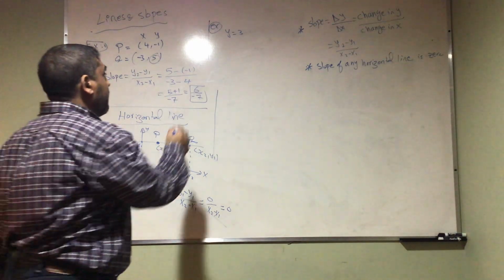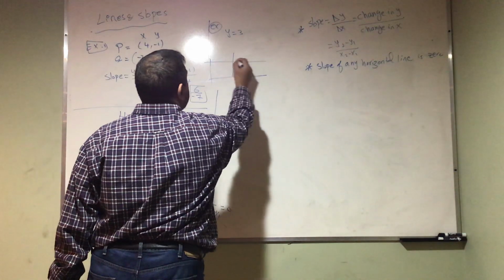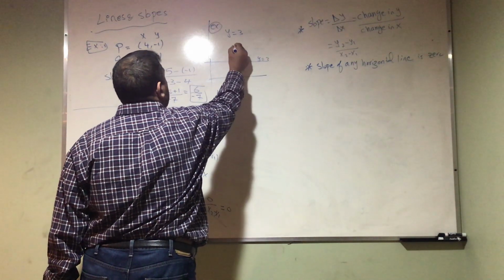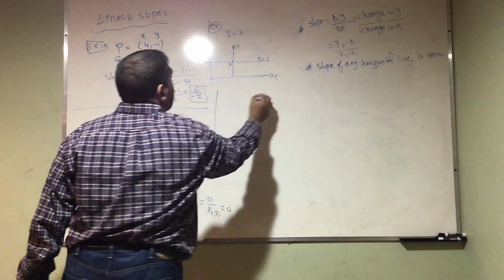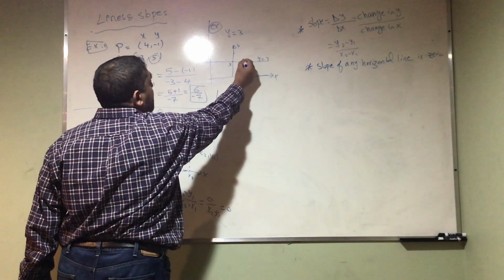I'm going to sketch the graph here. What is the graph of this? It will be a horizontal line at 3 here, that is y equals 3, a horizontal line. So that is your y-axis, and that is my x-axis. So at 3 here, as you can see, your y is fixed at 3, so there is no change.